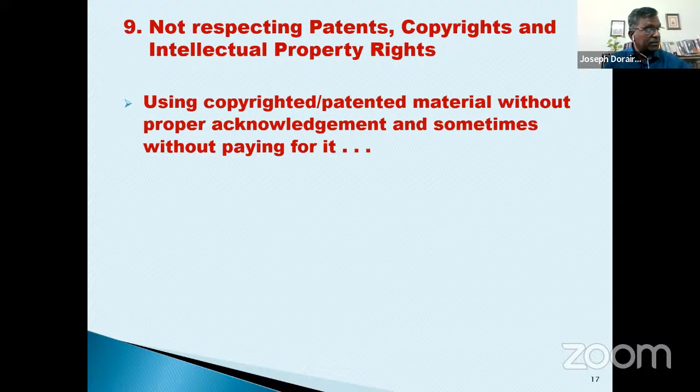Point number 9, not a very important point: not respecting patents, copyrights, and intellectual property rights. When you open a book, it says this book is copyrighted, or this material is copyrighted or patented. Which means if you use a passage or a paragraph or some lines, you have to acknowledge it. So using copyrighted or patented material without proper acknowledgement and sometimes without paying for it. Please be very clear what the protocols are. Sometimes they make it very clear you need not pay for it, but you have to acknowledge it. But sometimes they expect you not only to acknowledge it but also pay for it. If that is required, do it.